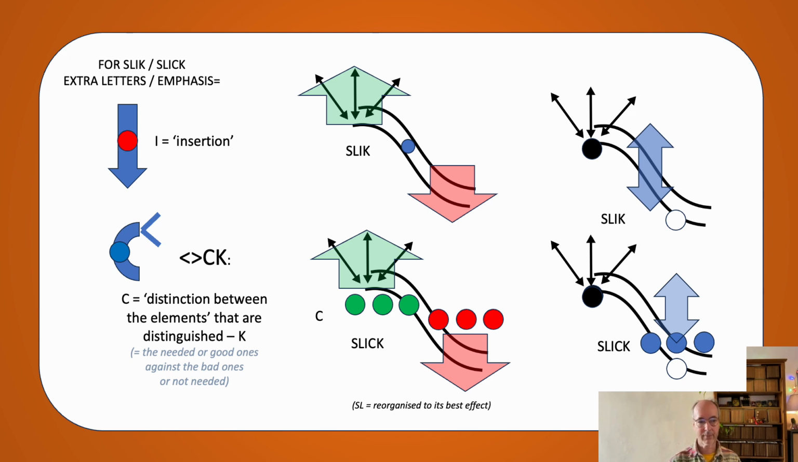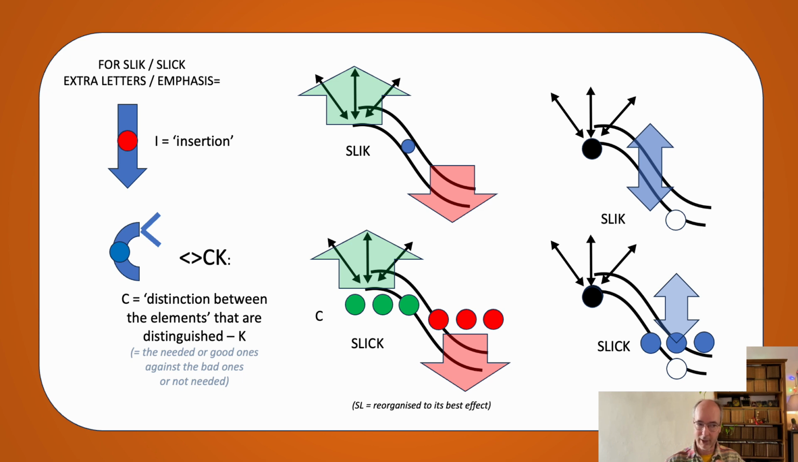That's slick. What do we do with slick and CK? C and K is something special that I explained in one of the other videos as well. You can translate it a little bit like a distinction between the elements, the C, the elements that are distinguished, or the K. So a distinction between the elements that are distinguished. That's the C with the K. That's how you can translate it.